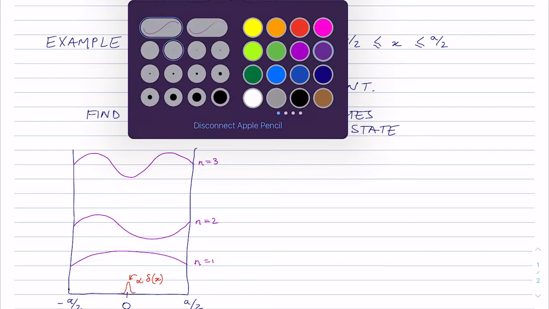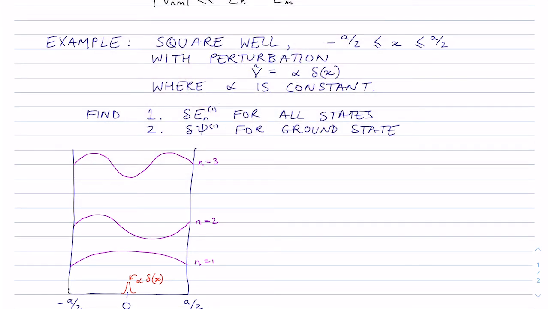And the solutions we know: psi n 0 is equal to square root of 2 over a times cos of n pi x over a, for n equal to 1, 3, 5, etc. That's the even solutions. We've also got the odd solutions, odd parity I mean, which are sine functions.